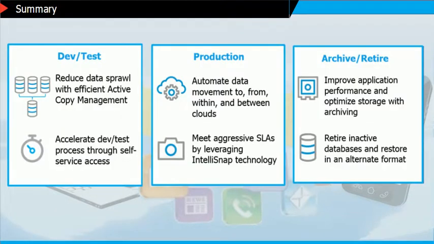In summary, Commvault provides management throughout the entire application lifecycle. For dev test, data sprawl is reduced, along with faster development iteration cycles via our copy data management features and self-service access. For production, Commvault not only automates and orchestrates the movement of data to and from the cloud, but also within the cloud and from cloud to cloud. Commvault leverages our IntelliSnap technology to meet aggressive recovery time and recovery point SLAs, where traditional methodologies begin to fail.